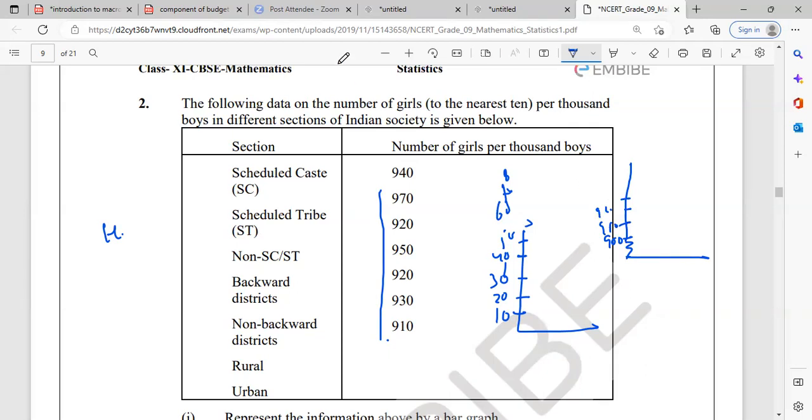Clear? Okay, ma'am. Right? Why this break line? Because over here you are missing so many numbers. Right? Yes, ma'am. From 10 to this 890, you are missing the numbers. So that's why you will break it like this and then you will make 900, 910, 920, 930, 940 and so on. Clear? Yes, ma'am.